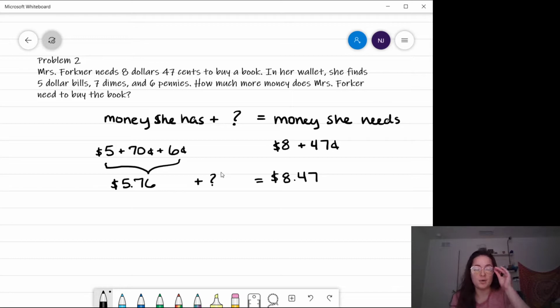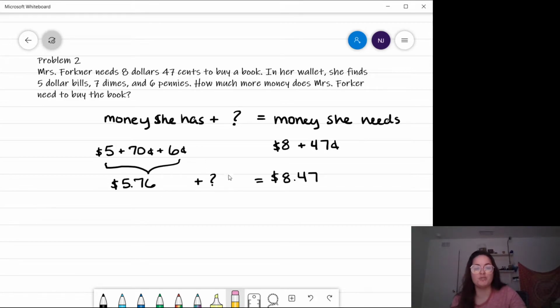Now, we are not going to subtract in decimal form because that is a 5th grade standard. Some of you might be ready to subtract in decimal form, so that's great that you're already thinking like a 5th grader, but we're actually going to be solving in unit form here. So I'm going to turn this back into unit form, because we're trying to think, how much more money does she need?